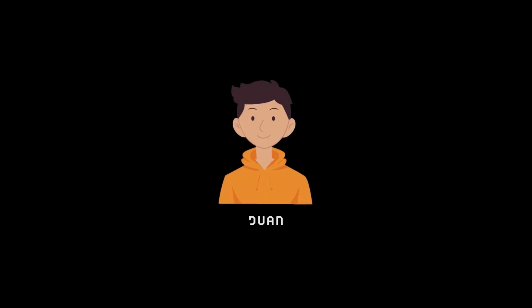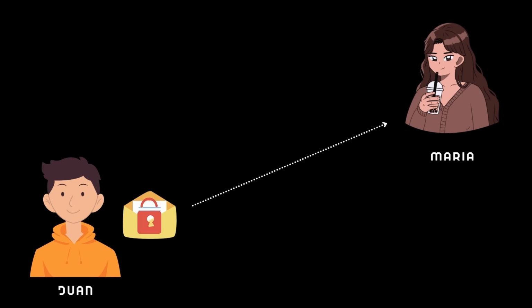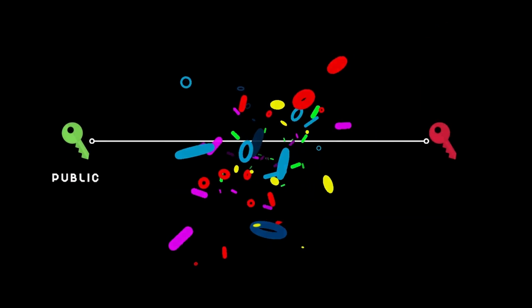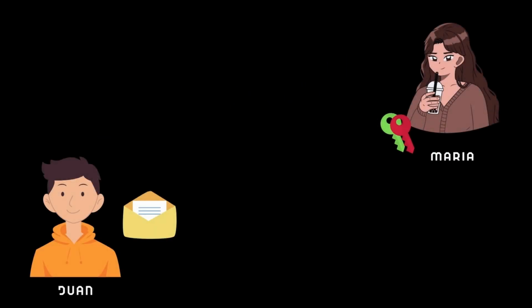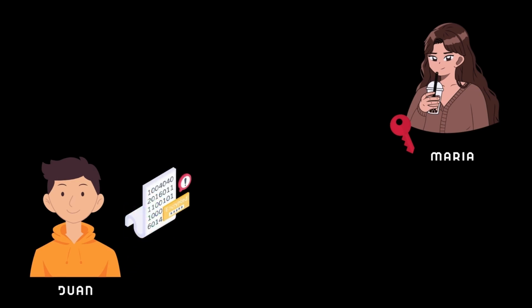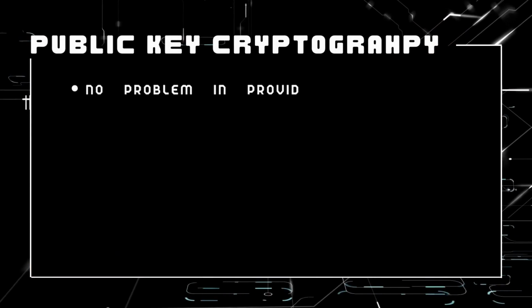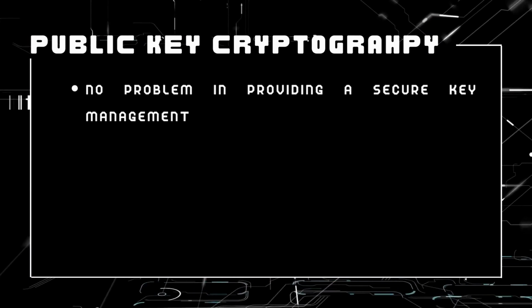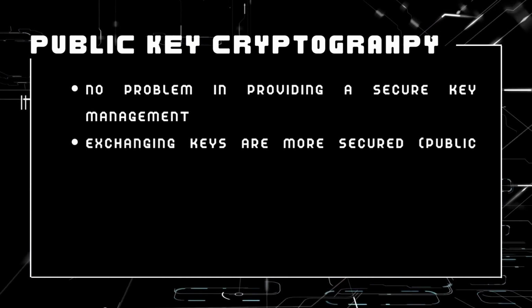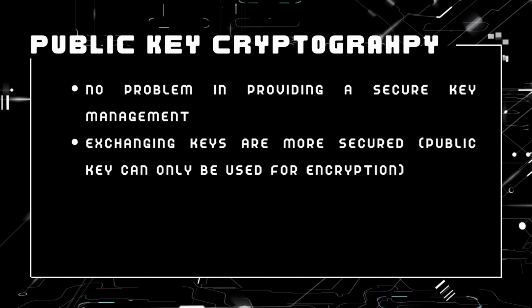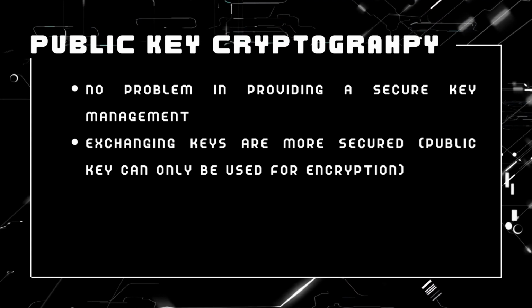As an example, suppose one wants to send Maria an encrypted message. Maria must first create two mathematically connected keys, a public key and a private key. Maria will need to send the public key to the sender, who will use this key to encrypt his message. He then sends the encrypted message to Maria, which will be decrypted using her private key. By having two different keys, there won't be much of a problem in providing a secure key management. Exchanging keys will be secure since even if the public key is intercepted and stolen, it will be of little use because only the private key can decrypt messages.